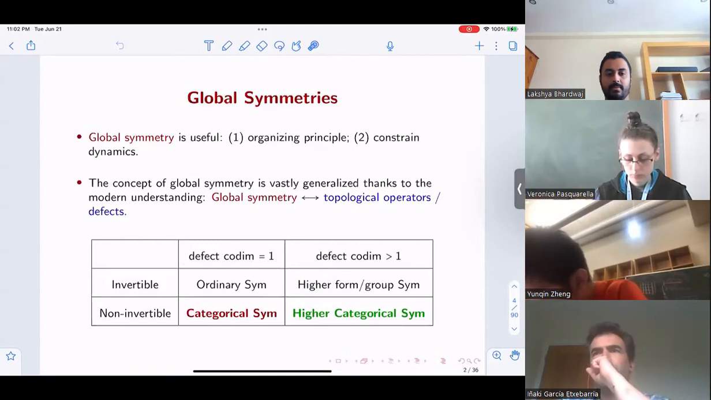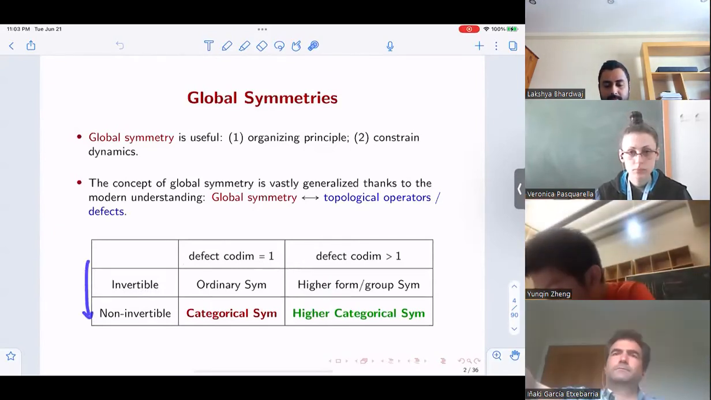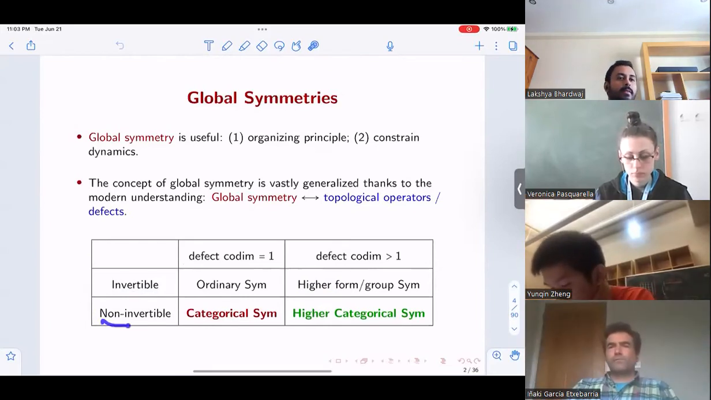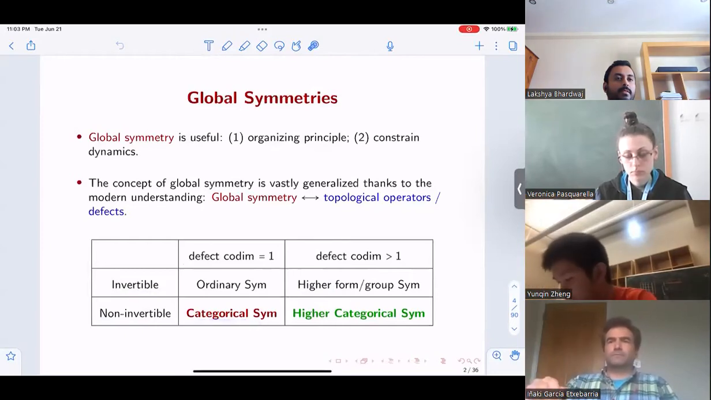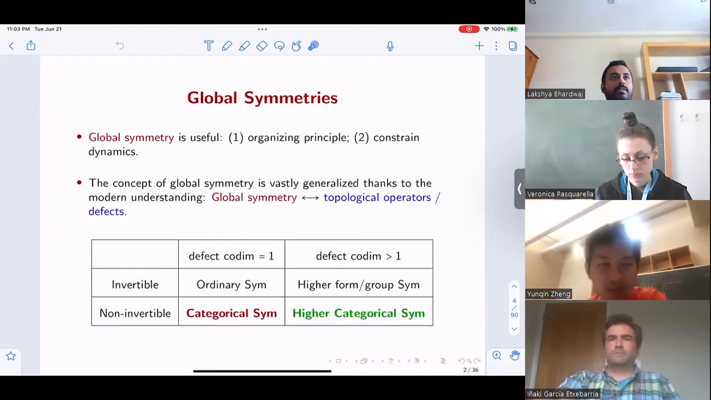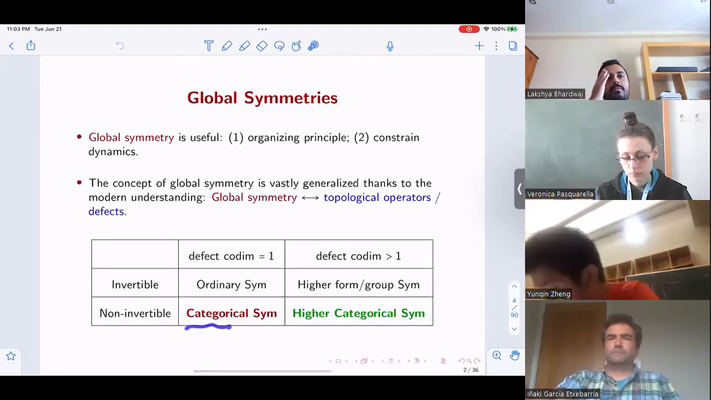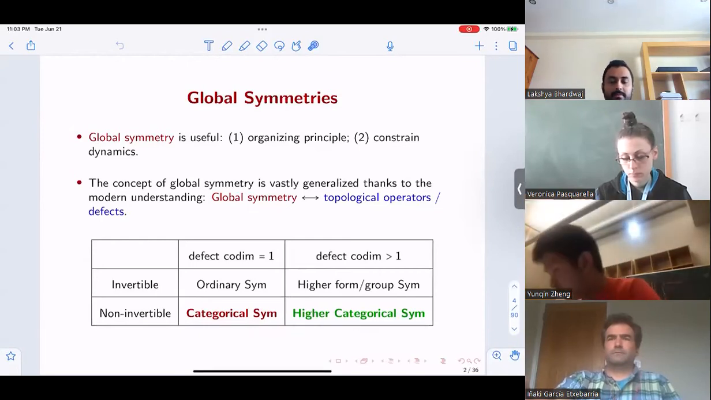Another direction of generalization is for the defect to be non-invertible. Originally, we only talked about defects which are invertible and which are associated with group elements. But recently, people have started to talk about defects which are non-invertible, and they are labeled by some objects in a category. This is why we call it categorical symmetry. We can also talk about when the defect's codimension is higher than one and the defect is non-invertible, then we will have higher categorical symmetry. In this talk, I'm going to mainly focus on categorical symmetry, but we'll also encounter examples of higher categorical symmetry.